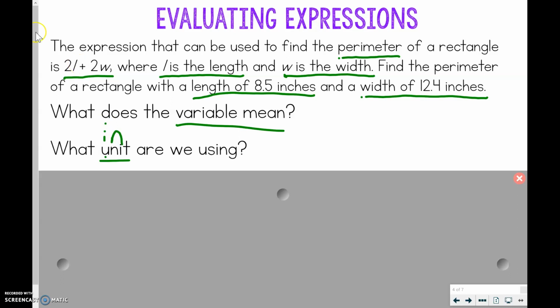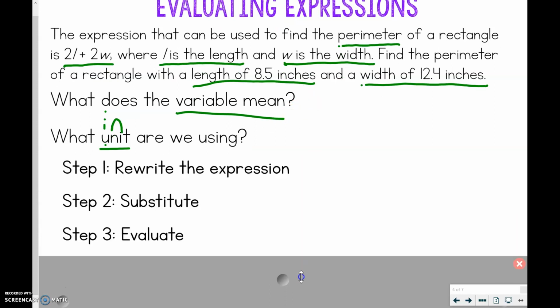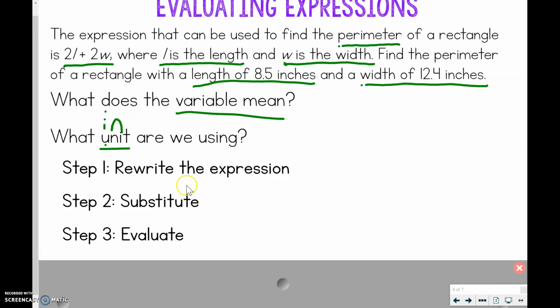Okay, so really important to take the time to make sense of the problem, because that's where all of our information is. And if you miss a step, it can trip you up later when you go to get your final answer. So once you've taken a look at the problem, here are your 3 steps. This is really the only new step, to rewrite the expression from the problem. So make sure you're identifying that. So we want 2L plus 2W. So that is what you need to type in your digital notebook.